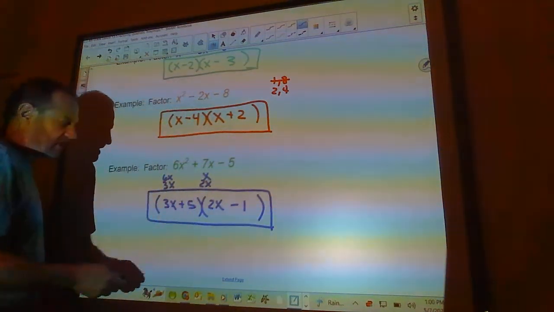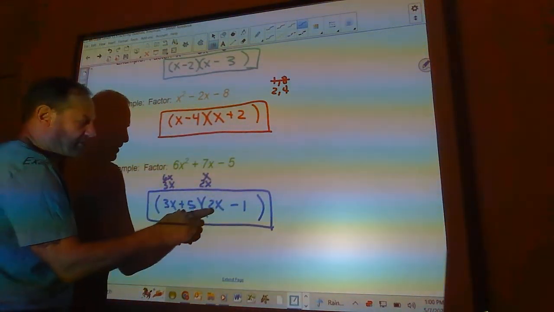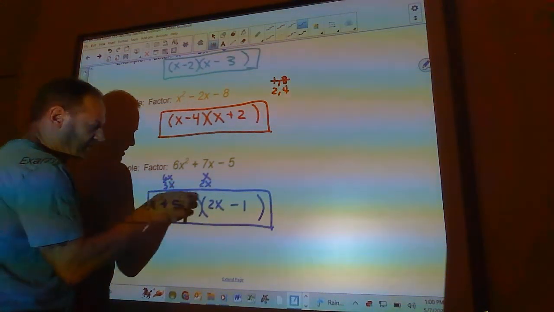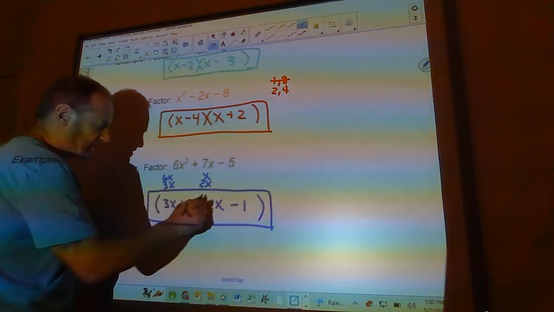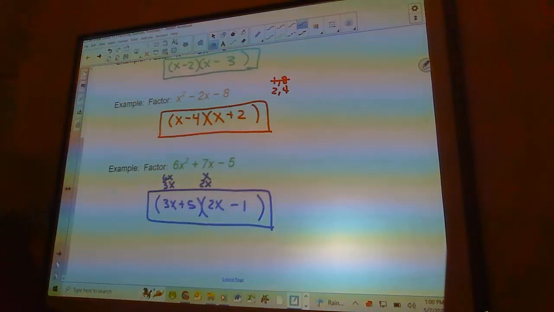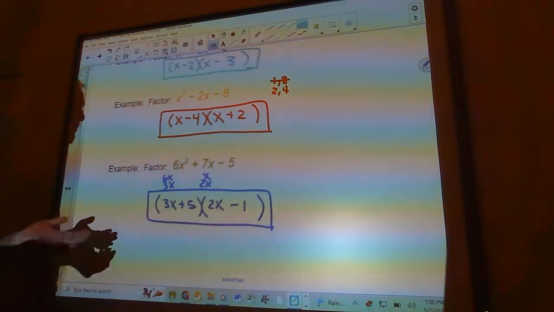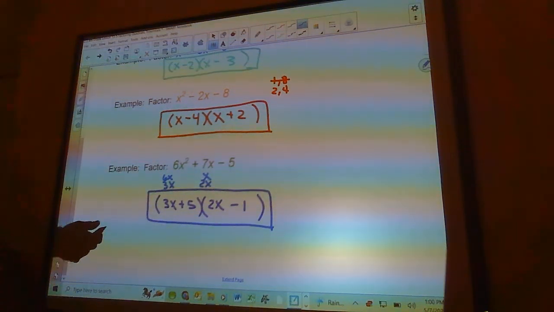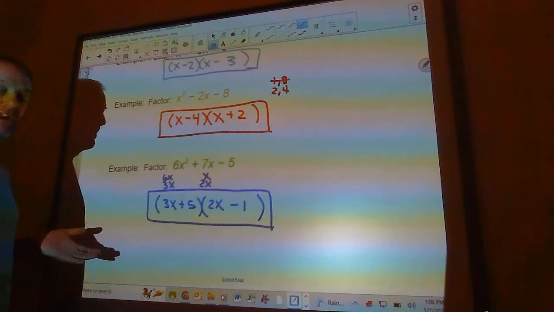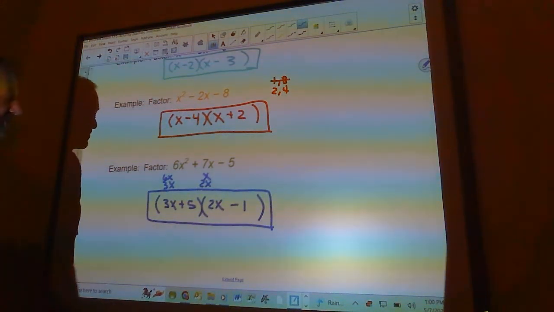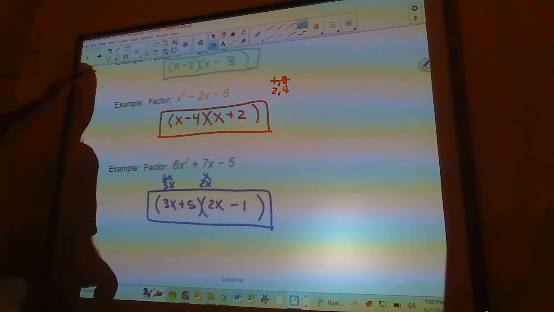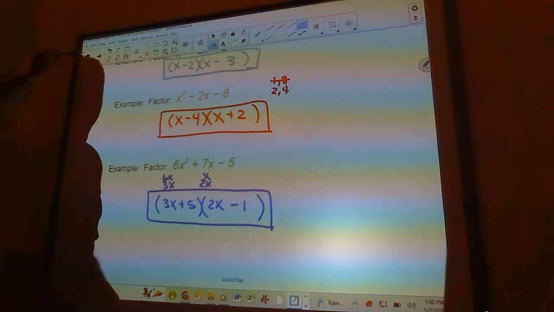Now, if this had not worked, I would have tried both of the combinations with these two. I would have had to cross those two out and try 6x and x. And then I would have tried 1 and 5, and if that didn't work, 5 and 1. And if none of them work, and that happens sometimes, I would go back and check my work first. But sometimes it just doesn't factor, and so it doesn't have a factorable solution. That's when you have to use the quadratic formula.